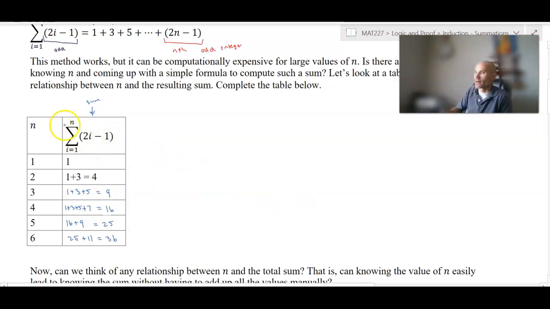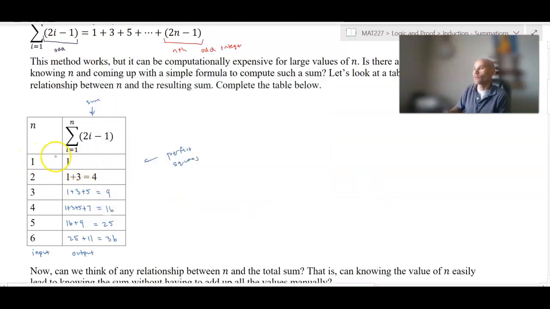Now, all I want you to focus on here is this input-output relationship. So given an input of n, can we detect a pattern in how those outputs are changing? So I see 1, 2, 3, 4, 5, 6 for the inputs, and 1, 4, 9, 16, 25, 36. Now, the pattern's not always going to be immediately evident, but I hope you see here that these are perfect squares.